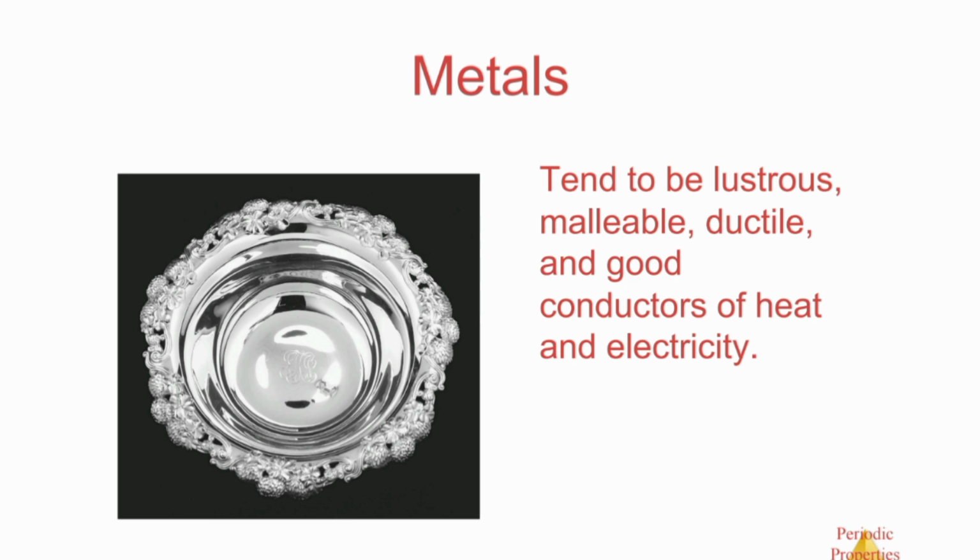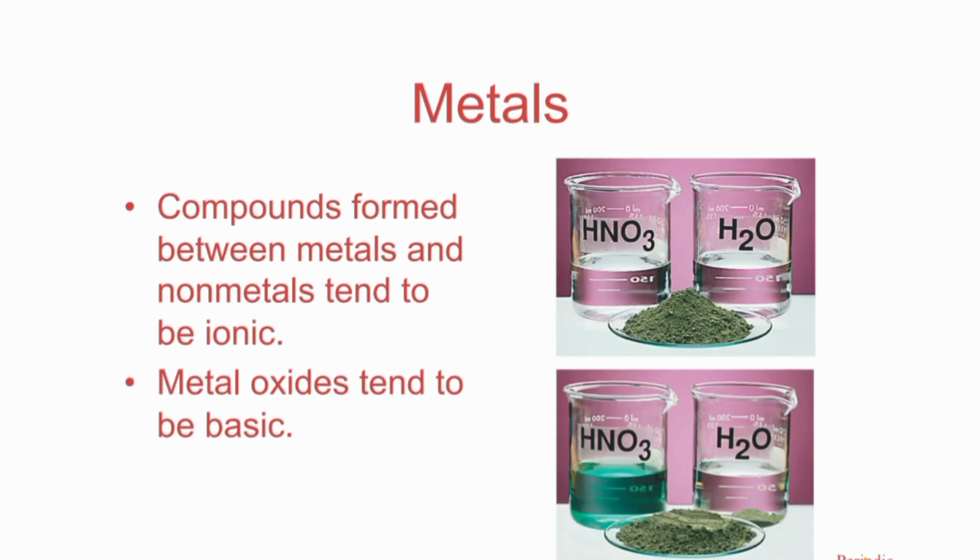Metals tend to be lustrous, malleable, ductile, and good conductors of heat and electricity. Compounds formed between metals and non-metals, like alkali metals and halogens, are ionic because of their electronegativity differences. Metal oxides tend to be basic.